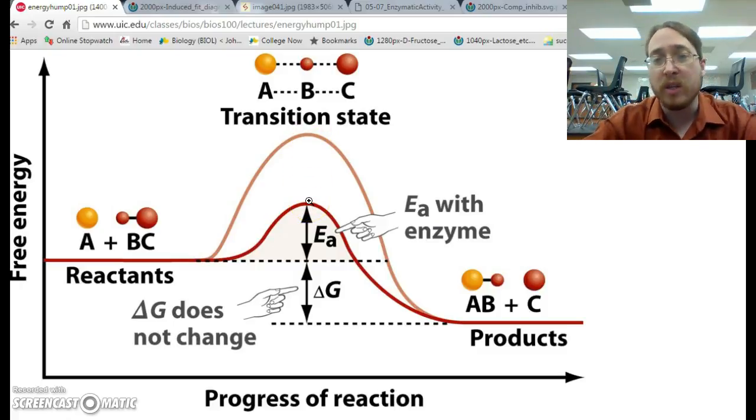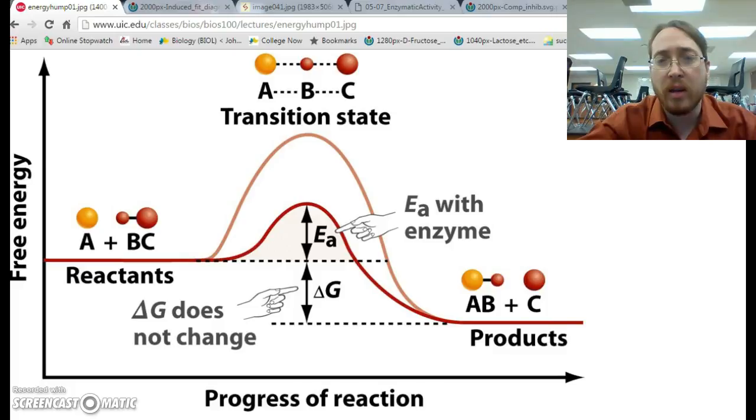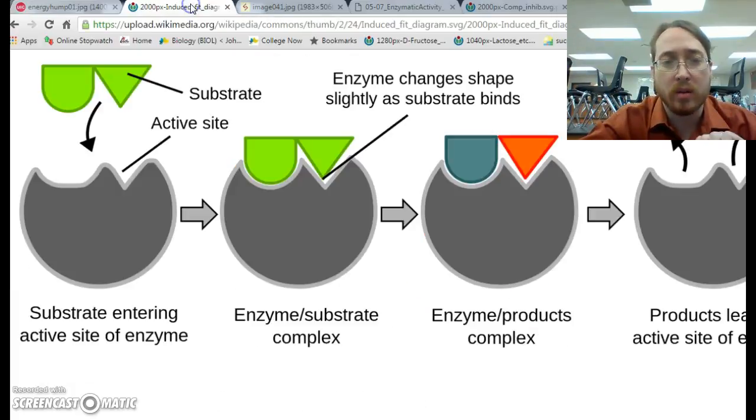Well, if you're saving energy, that means that you can conduct the reaction sooner. You need less energy to get it done. So it takes less time for that reaction to occur. So reactants require less energy if you have an enzyme, and then you make your products. So they speed up the chemical reactions by reducing activation energy. Now let's take a look at how that works.